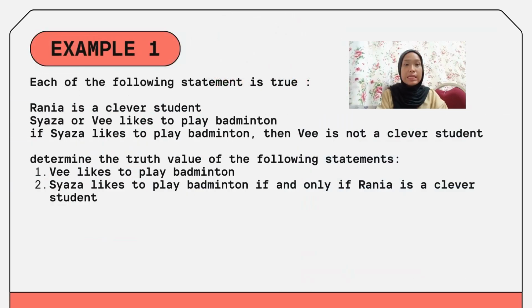Let's move on to example 1. Each of the following statements is true. Rania is a clever student. Shaza or V likes to play badminton. If Shaza likes to play badminton, then V is not a clever student. Determine the truth value of the following statements. First, V likes to play badminton. Second, Shaza likes to play badminton if and only if Rania is a clever student.